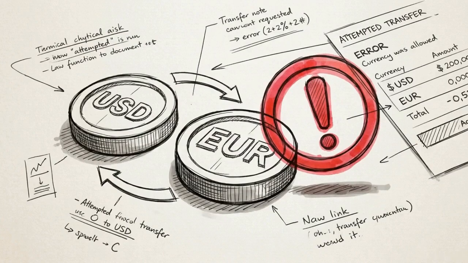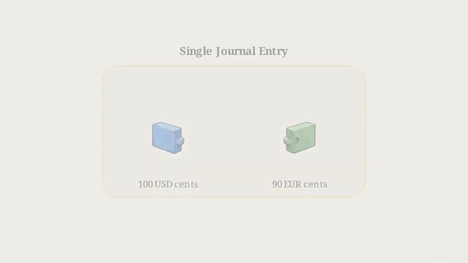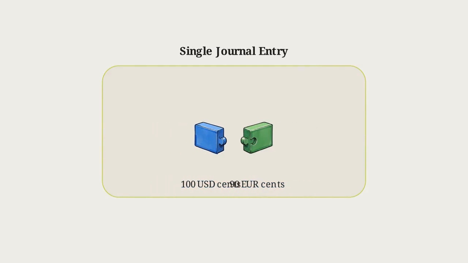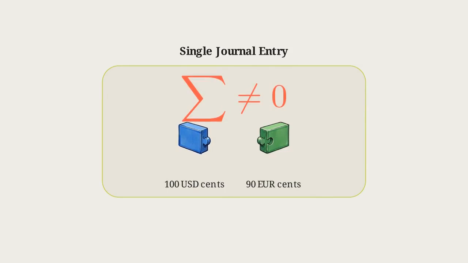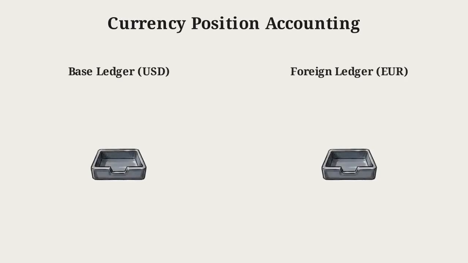This structural integrity is challenged when a transaction crosses currency boundaries, for example, converting US dollars into euros. If we attempt to debit USD and credit euro in the same journal entry, the different currency denominations prevent the integers from offsetting. The transaction fails because it cannot sum to 0. The solution is currency position accounting. The transaction splits into 4 legs.